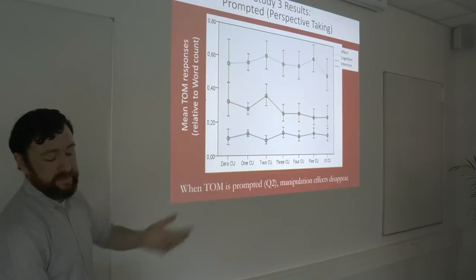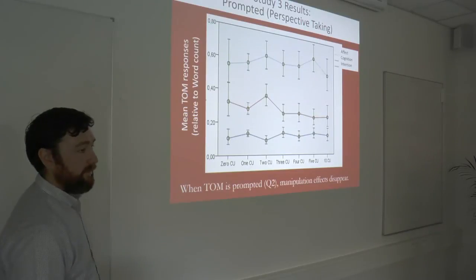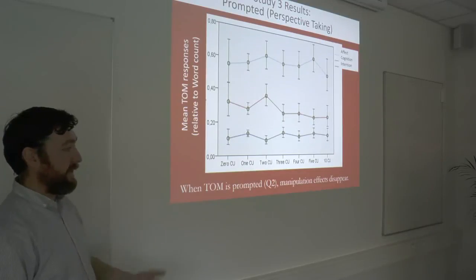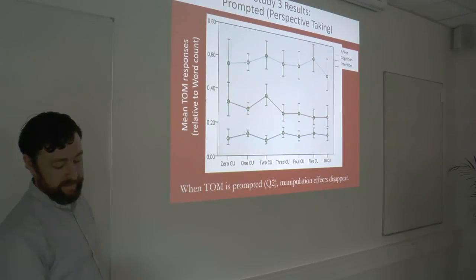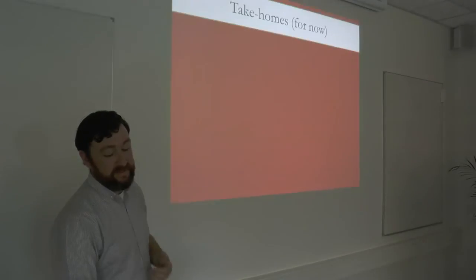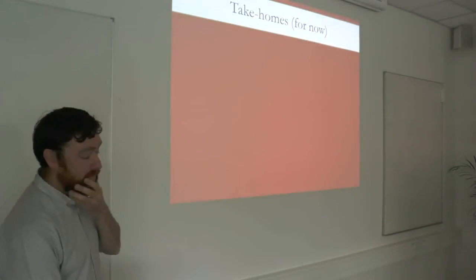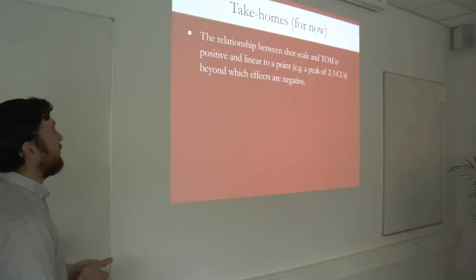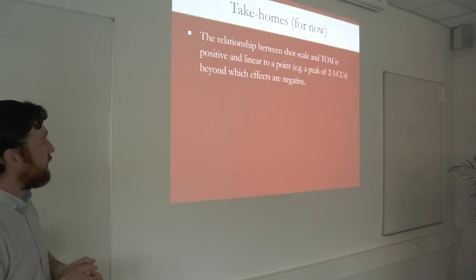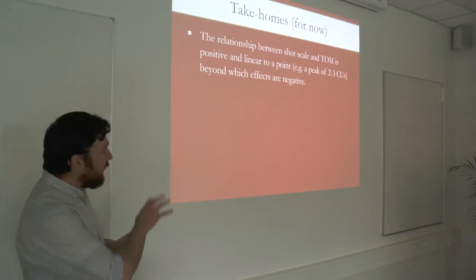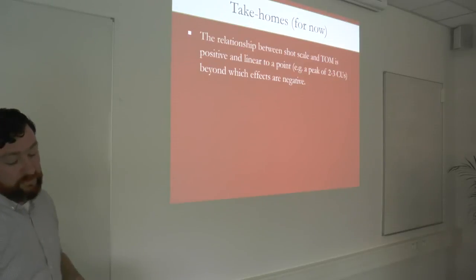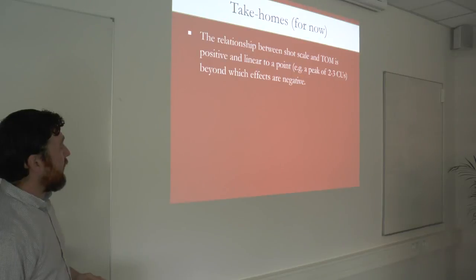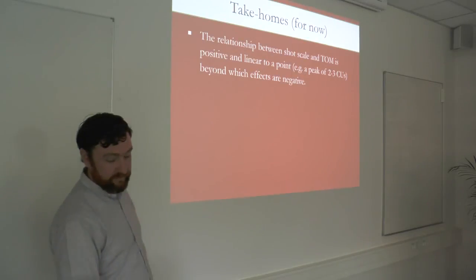We're happy to discuss these, of course, a little bit more, and I'm sure you may have questions, but what I thought I would do is try and take together some of these findings into some take-home messages for now. What we're arguing here is that the relationship between shot scale and theory of mind is positive and linear to a point. For example, in our research, it looked like around 2 or 3 close-ups, and beyond that the effects are negative.